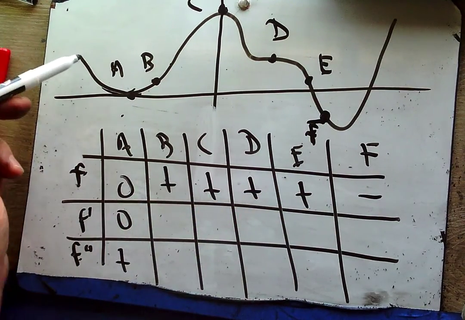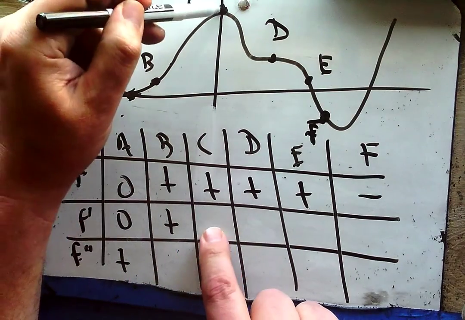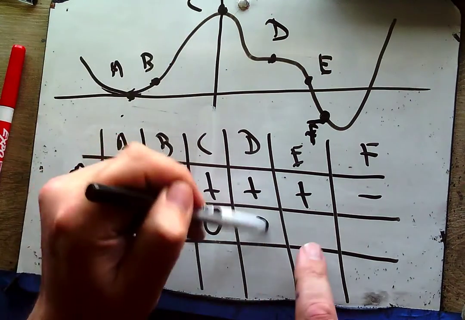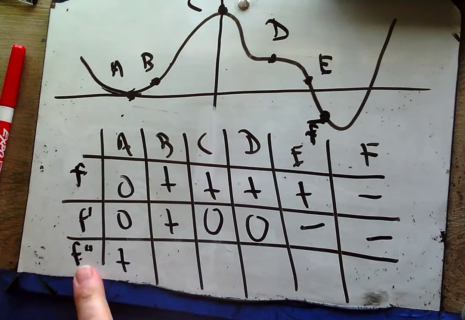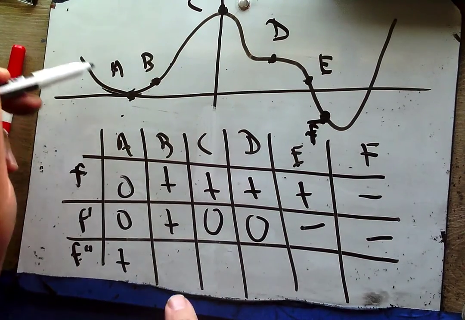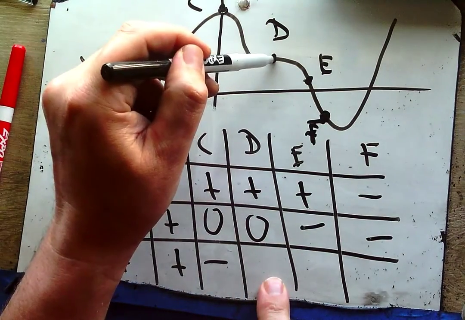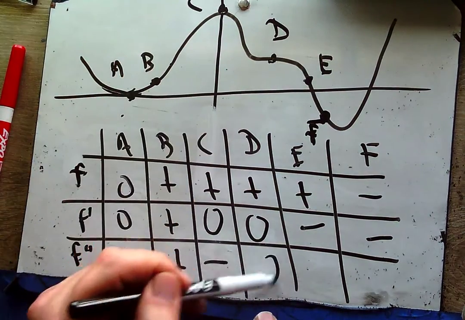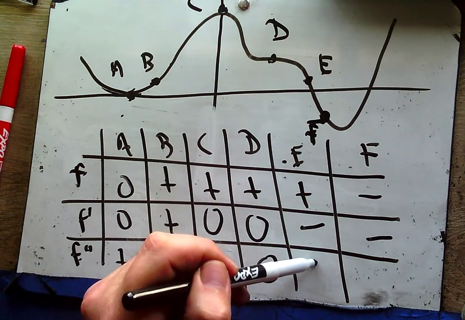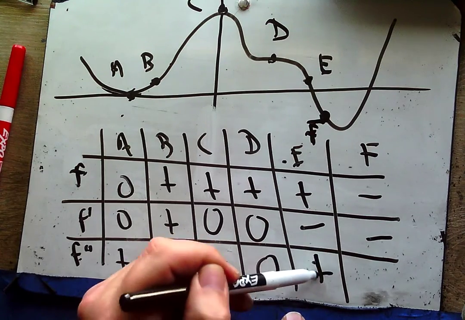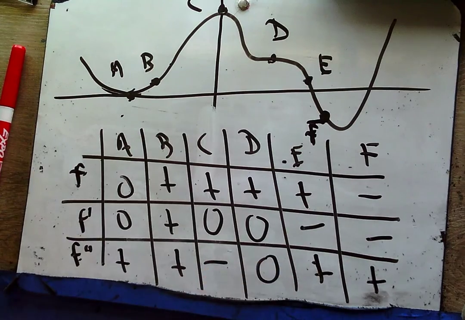F prime. So 0 slope here, positive slope here, 0 slope here, 0 slope here, negative slope here, negative slope here. F double prime, I'm thinking about concavity. Concave up here, concave down here, I have a change in concavity. At E, yeah, concave down at E. I don't think it's an inflection point. And F is concave up.